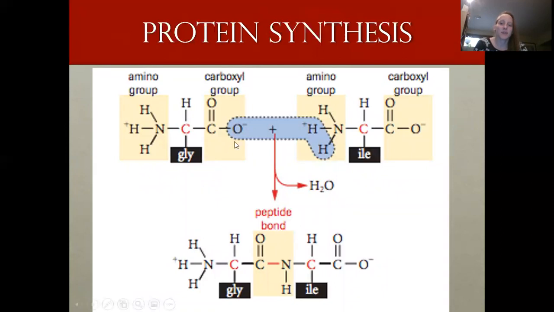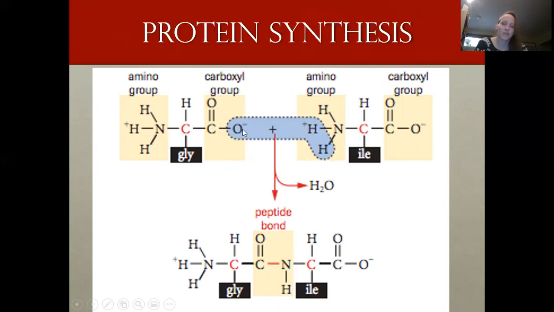So once again, this is what it would look like. We have 2 amino acids here. We take an O away from one, which could be an OH there, and then an H. That's going to be our water that we remove. A bond forms wherever we have done that.